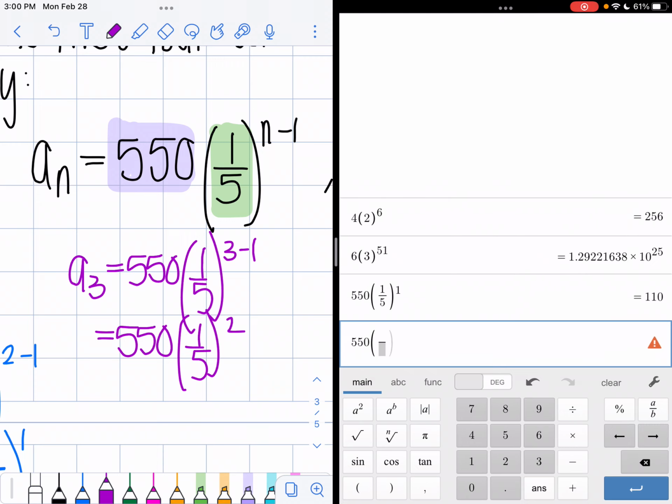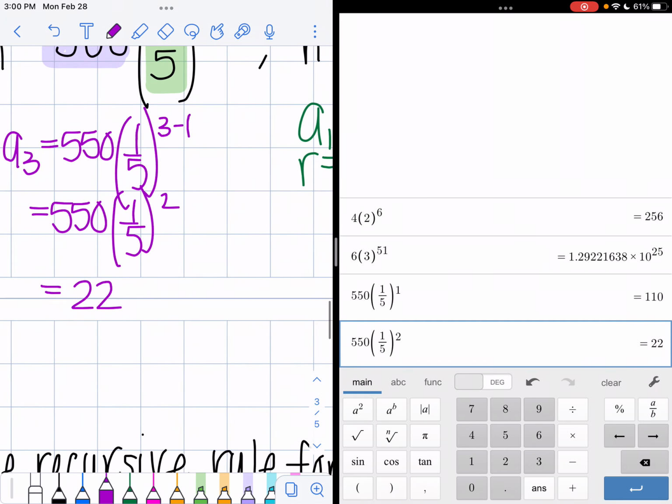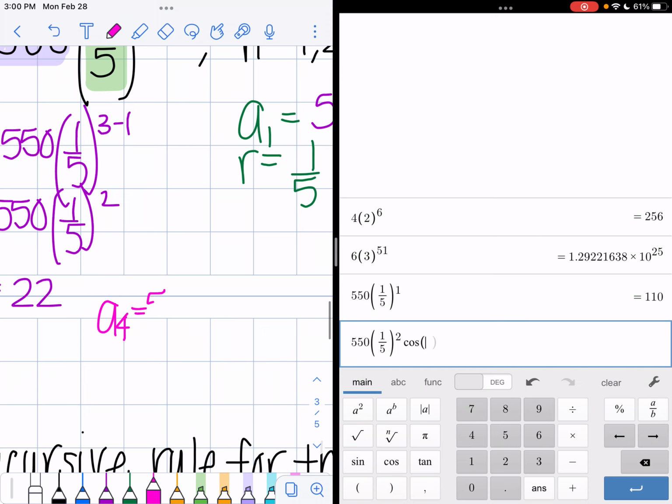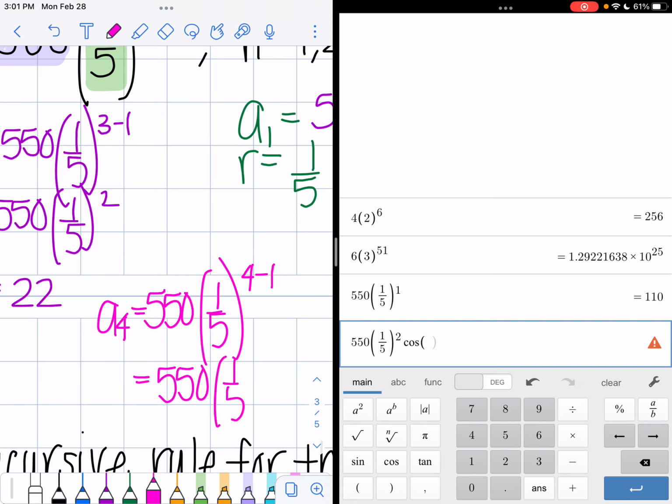550 times 1/5 to the second power gives me 22. Look how fast it's going down. We started at 550, and on the third term, we're already at 22. Okay, and last but not least, we'll do a to the fourth power is equal to 550 times 1/5 to the 4 minus 1, or 550 times 1/5 to the third power.